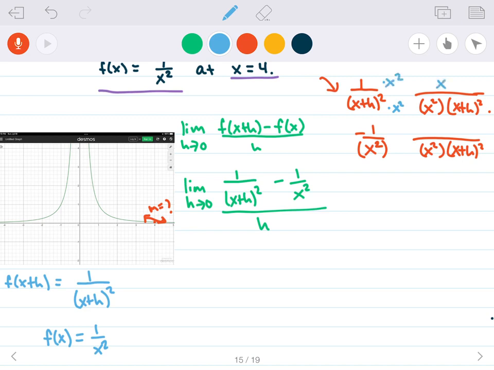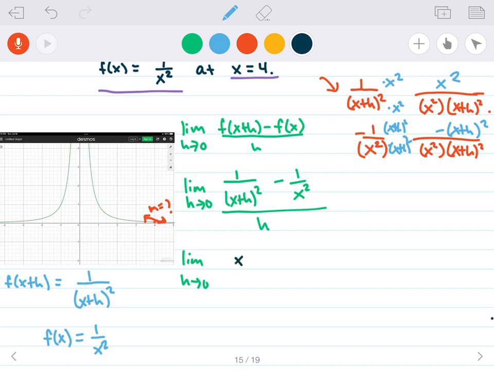And so I get x squared here. On the second one, I have to multiply the numerator and the denominator by x plus h squared. Okay, and so this becomes negative x plus h squared. And now I can combine the numerator and the denominator. So let's go ahead and just replace what we have currently with what we just found.